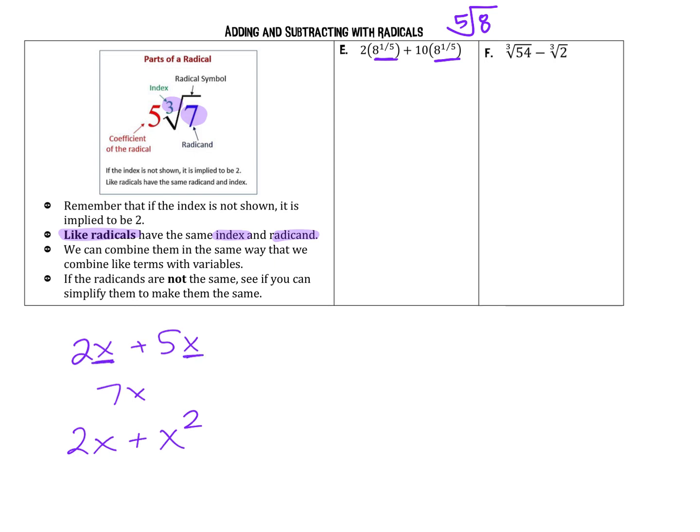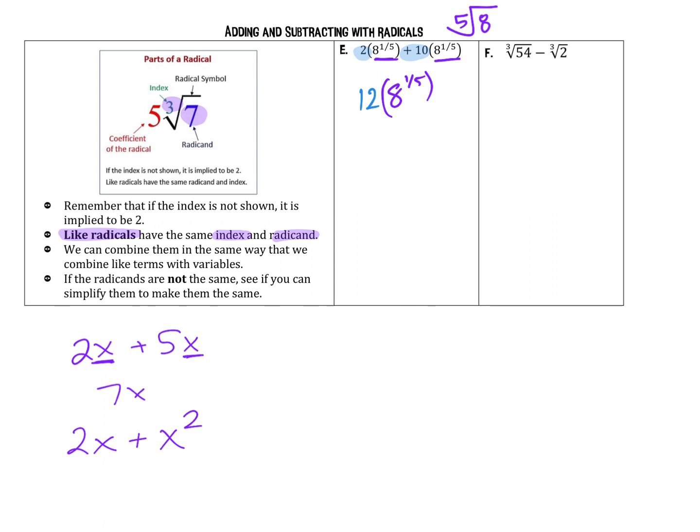Just like when we combined x's here, our 8 to the power of 1/5 isn't going to change because what we're really doing is saying how many of those 8 to the 1/5 do we have? We have 2 plus 10 more. So we have 12 times 8 to the power of 1/5. And we're not going to simplify this any further.